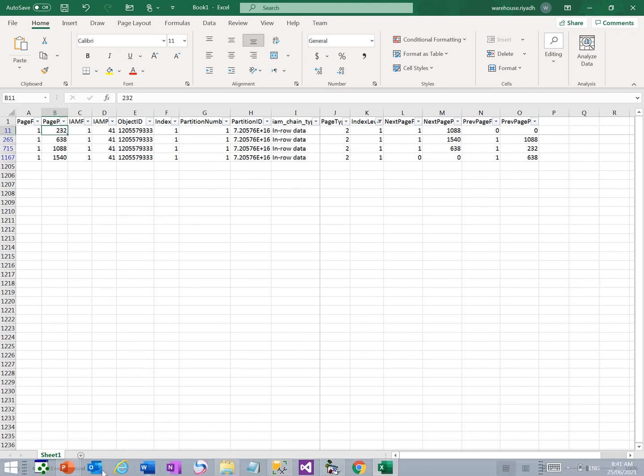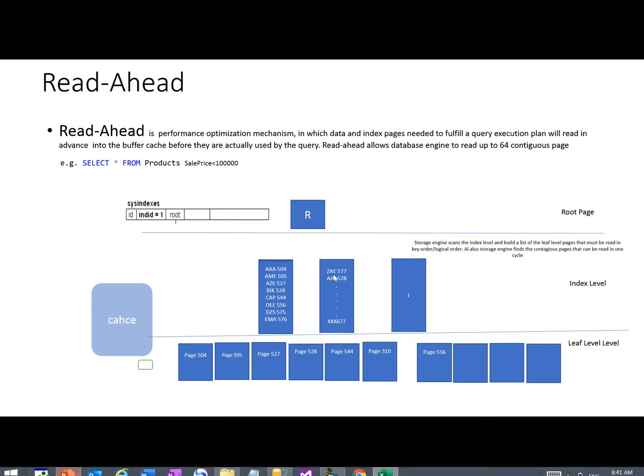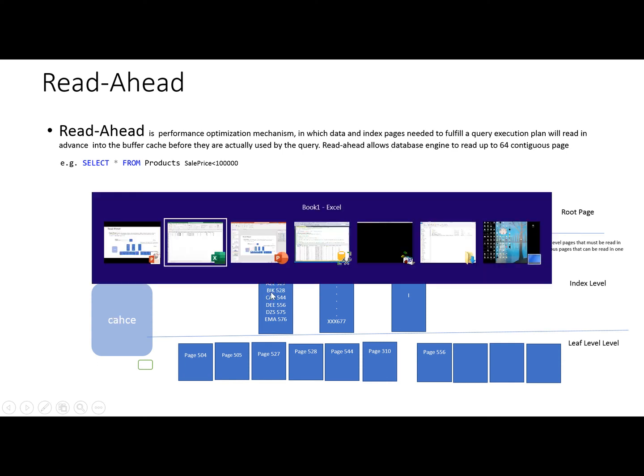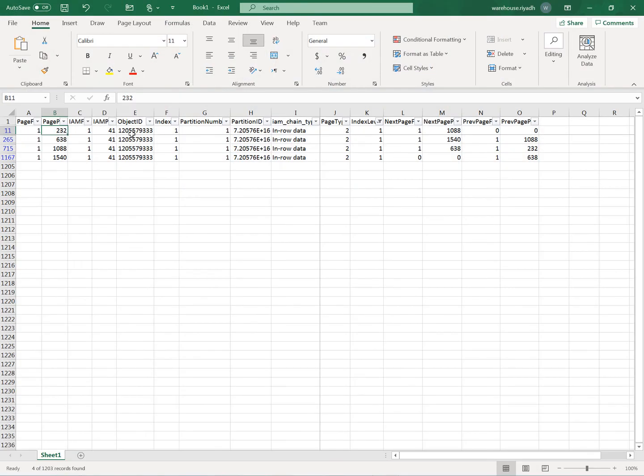Now the storage engine reads these pages into the memory, and while reading these pages, okay, this is page 232. The storage engine reads the page into the memory and checks what the next page is, and checks whether this page has a contiguous physical page. The next page, which is the logical page, is also the next physical page.